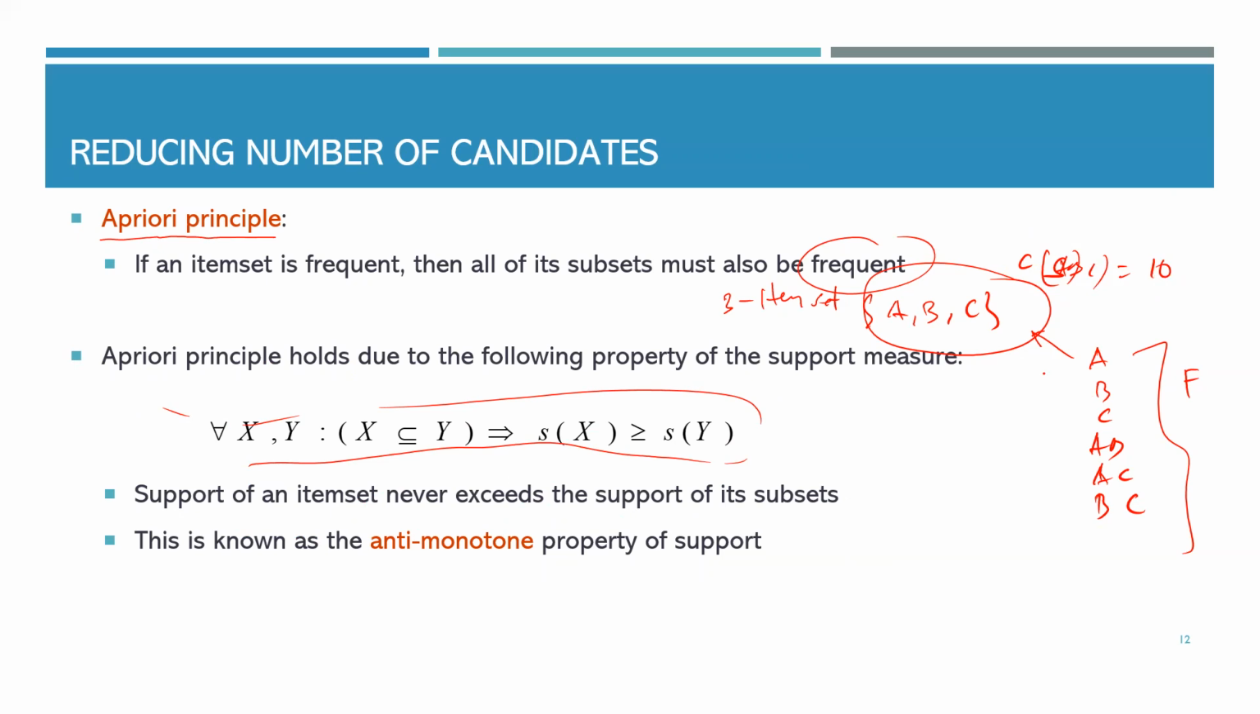Then the maximum for each of its subsets is 10, because the support of an item set never exceeds the support of its subset. That's why if ABC with a count of 10 is frequent, then all of its subsets are also frequent, because their counts will not be less than this one. This is known as the anti-monotone property of the support.